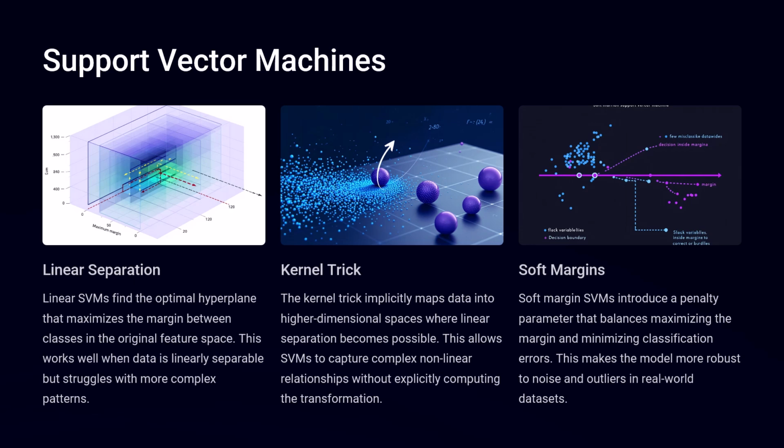Soft margins. Soft margin SVMs introduce a penalty parameter that balances maximizing the margin and minimizing classification errors. This makes the model more robust to noise and outliers in real-world datasets.